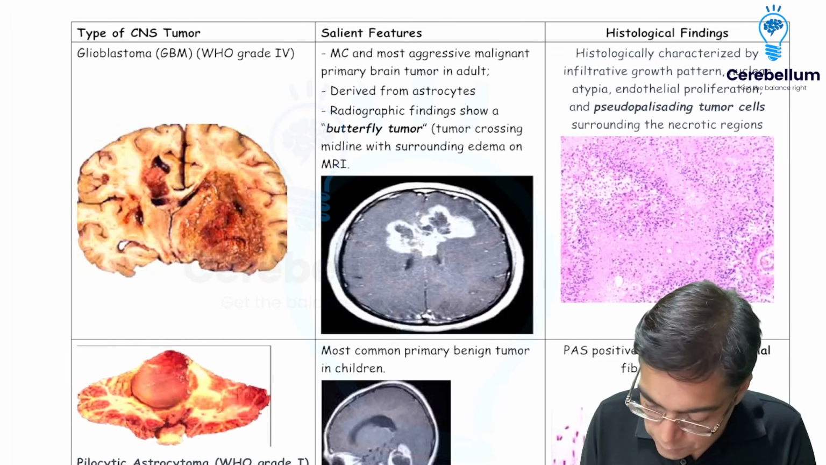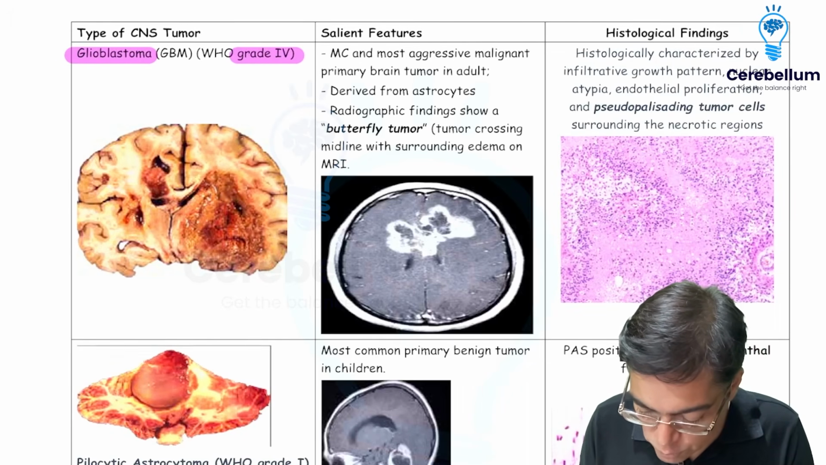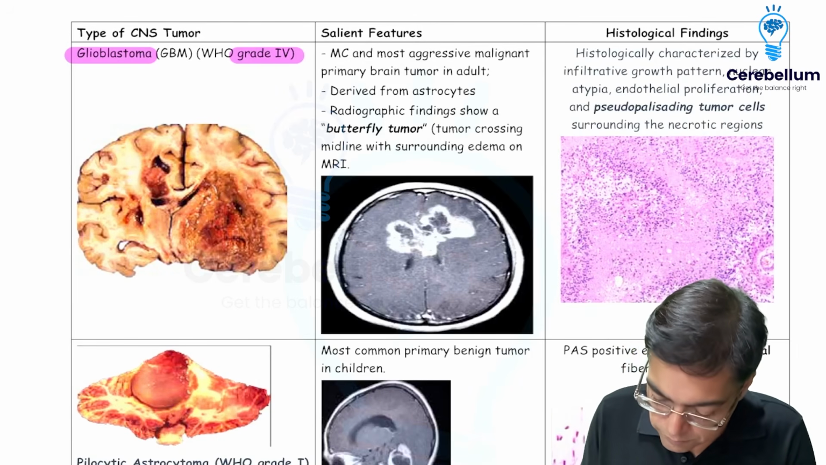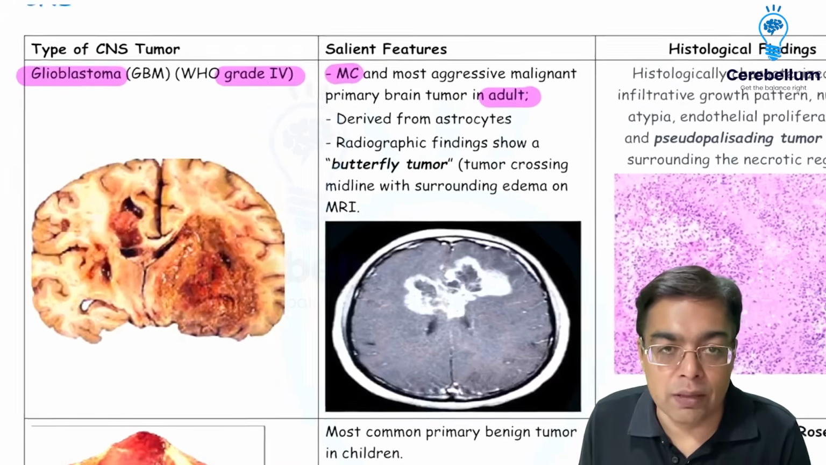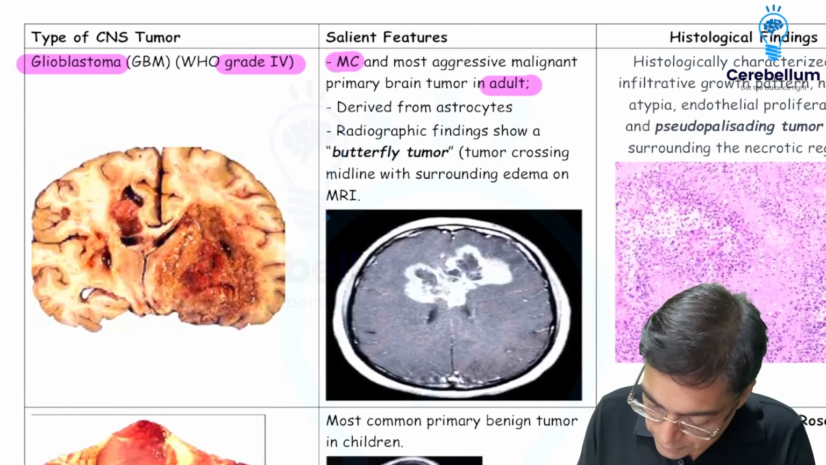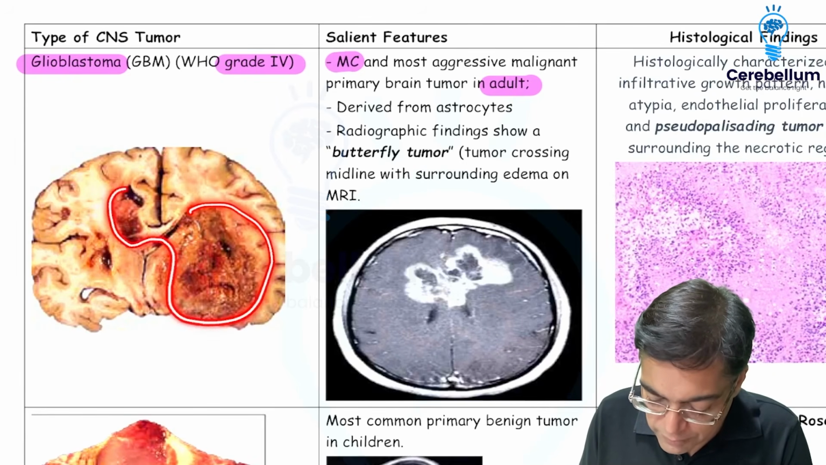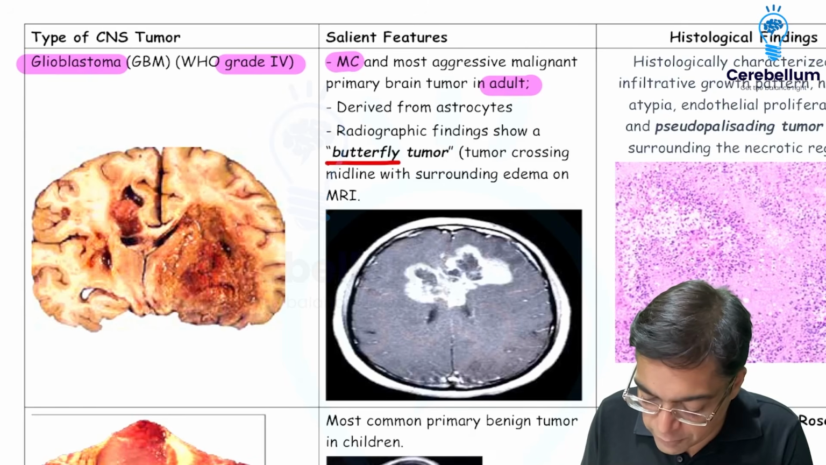The first example of a CNS tumor I would like you to keep in mind, friends, is glioblastoma, which is an example of a WHO grade 4 tumor. Its importance lies in the fact that it is going to be very common and it is highly aggressive. So it is going to be the most common primary brain tumor that we are having in case of an adult. And the significance lies in the fact that grossly, if you see this particular tumor, it is going to be crossing the midline. Therefore, you are associating it with the term butterfly tumor.